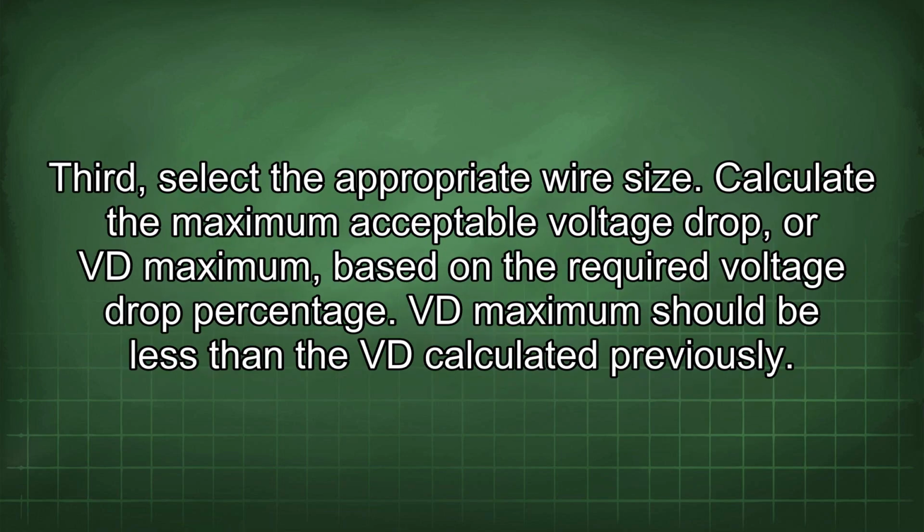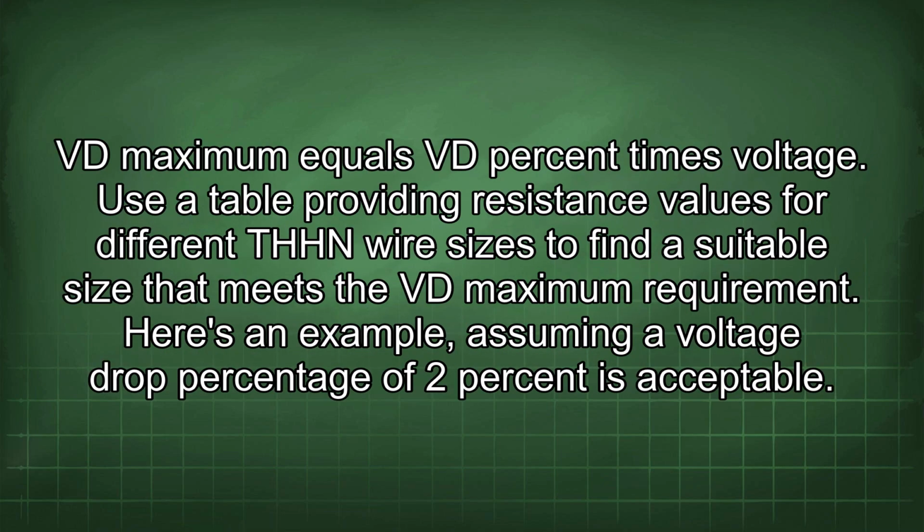Third, select the appropriate wire size. Calculate the maximum acceptable voltage drop, or VD maximum, based on the required voltage drop percentage. VD maximum should be less than the VD calculated previously. VD maximum equals VD% times voltage. Use a table providing resistance values for different THHN wire sizes to find a suitable size that meets the VD maximum requirement. Here is an example.